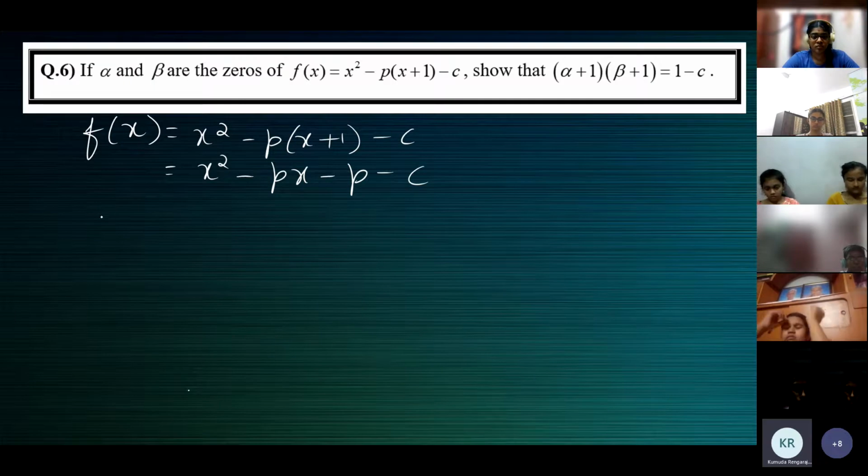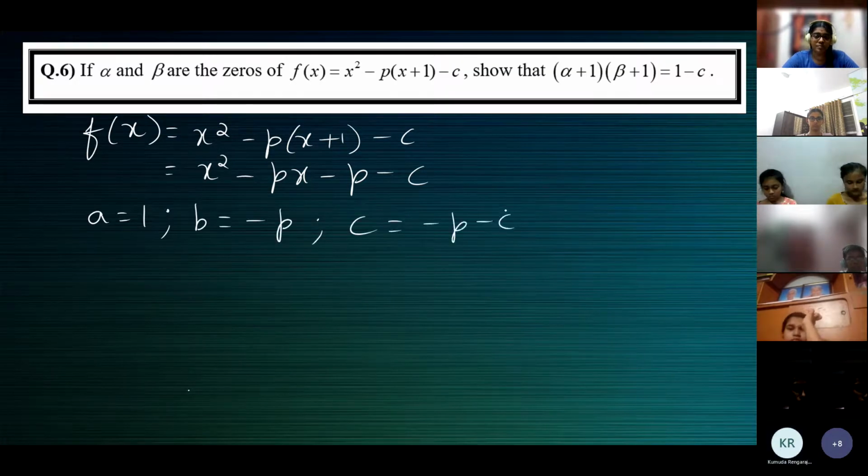So now what's the value of a? a is equal to 1. What's the value of b? Minus p. What's the value of c? Minus p minus c. Now it's in the standard form. This is the x square term. Its coefficient is 1, so a is 1. This is the x term. Its coefficient is minus p. And this is the constant, minus p minus c, because there is no x or x square in it.